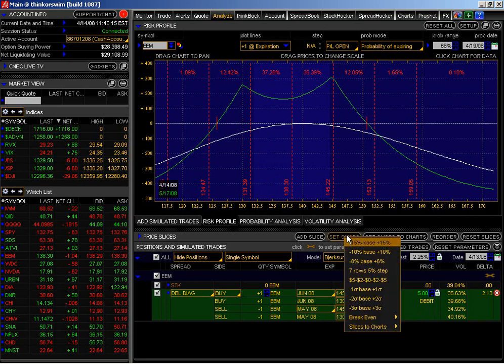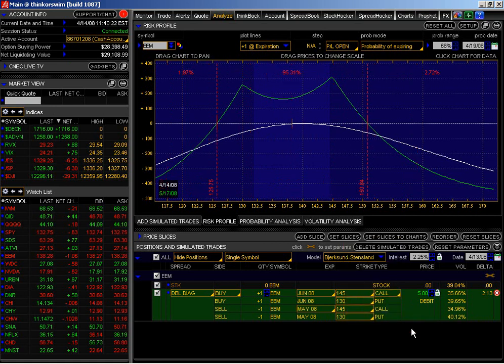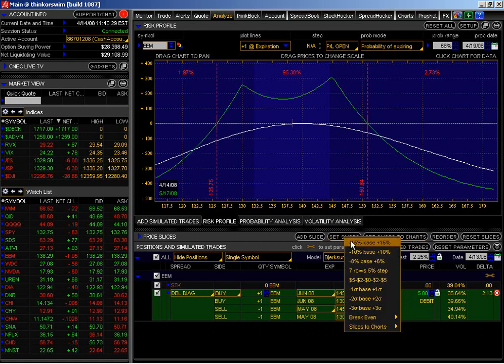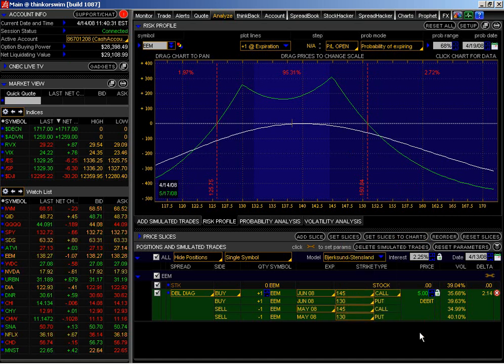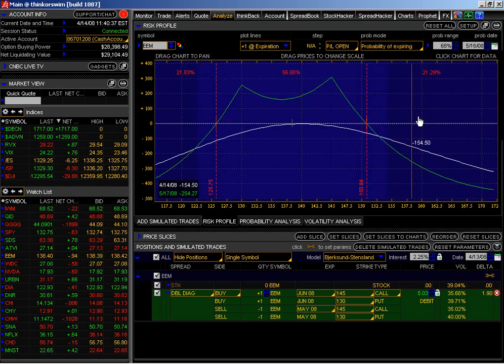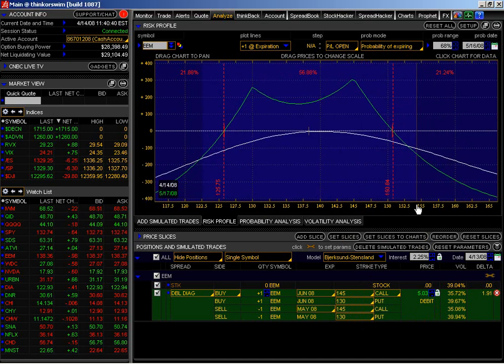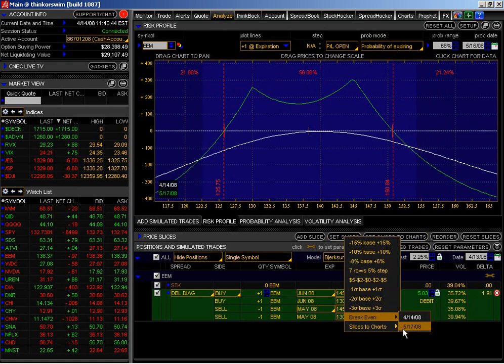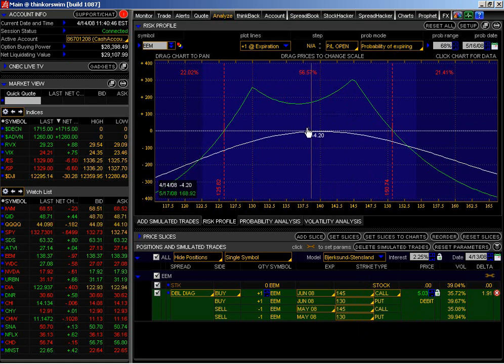Now, let's set our slices so that we're at break even. We want them to break even on our Mays. All we had to do was set our slices to break even on the May 17th. We want to set our probability date out to May, the expiration date. I think we're good to go. Okay, this looks pretty good.